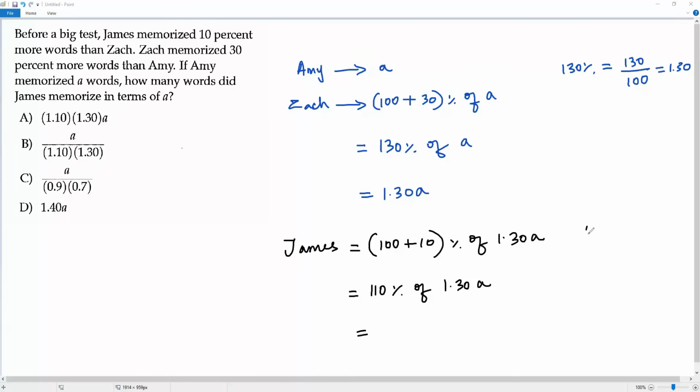Okay, here 110%. So I have to convert this 110% to decimal. So 110 over 100 equals 1.10. So 1.10, and "of" means times, 1.30 times A. Or we can use parentheses, since these three quantities are in multiplication. So 1.10 times 1.30 times A. So the number of words memorized by James in terms of A is 1.10 times 1.30 times A. So the correct answer choice for this question is option A.